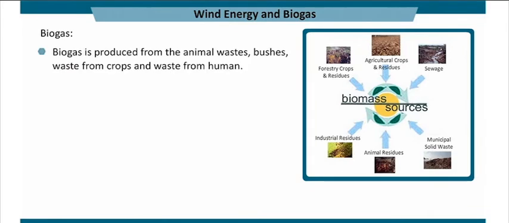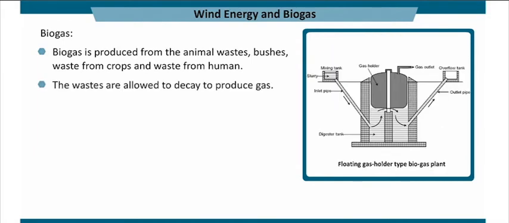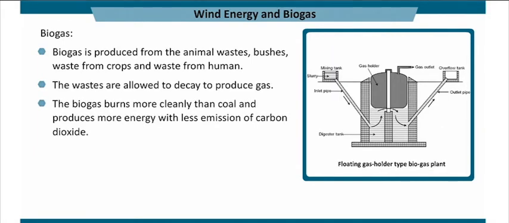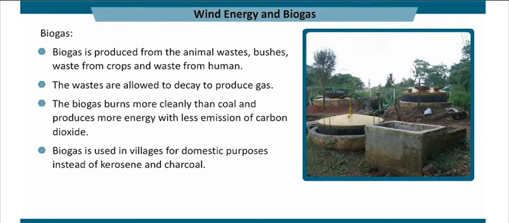Biogas. Biogas is produced from animal waste, bushes, waste from crops, and waste from humans. The waste is allowed to decay to produce gas. Biogas burns more cleanly than coal and produces more energy with less emission of carbon dioxide. Biogas is used in villages for domestic purposes instead of kerosene and charcoal.